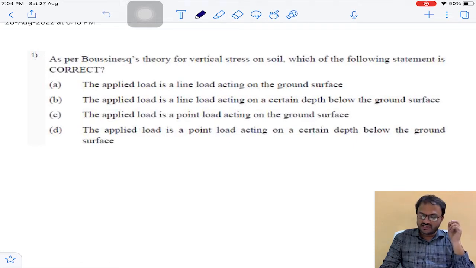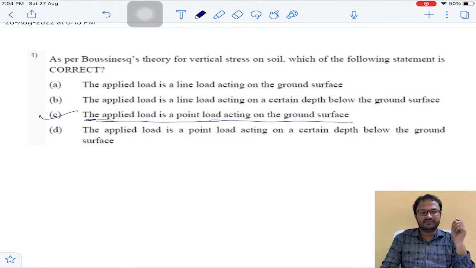So the applied load is line load? No, Boussinesq's theory is applied for the point load which has to be placed on the ground surface. So the applied load is a point load acting on the ground surface. So option C is the correct answer for question number 1.